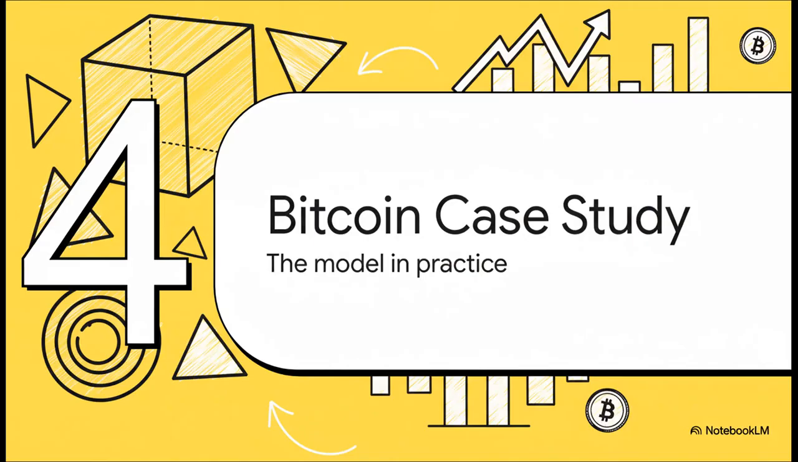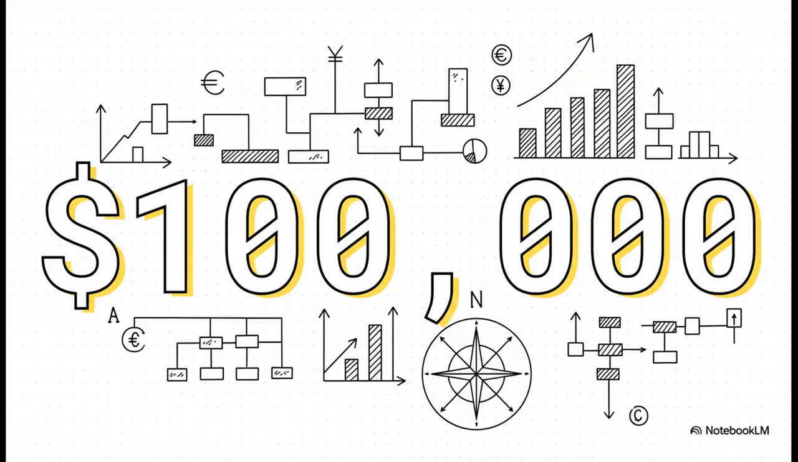Okay, that's enough theory. Let's make this real. We're going to walk through a case study using Bitcoin to see exactly how all these pieces fit together in the real world. All right, let's build a trade from the ground up. The first input couldn't be simpler. Our capital. Let's say our trader is allocating $100,000 to this strategy.